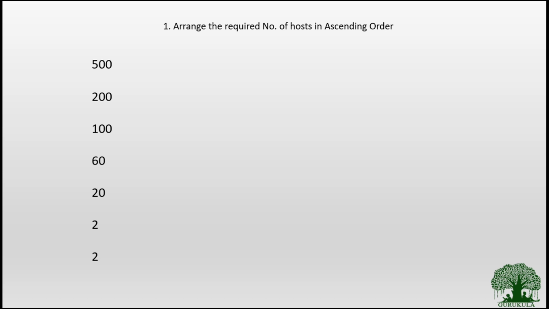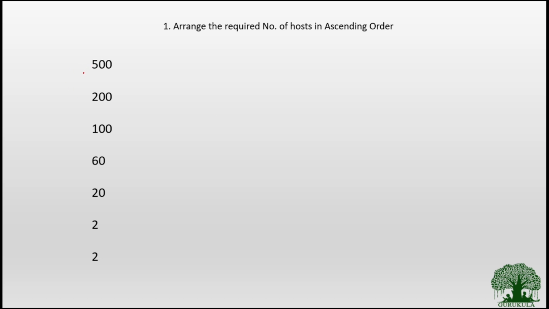Please pay kind attention from this particular slide. Each and every step involved here in variable length subnetting is very important. The first and foremost step that we want to perform is to arrange the required number of hosts in ascending order. Actually, that should be arranged in descending order. I'm sorry for the typo. That has to be arranged in descending order, which means the largest number first, starting from the largest and going on to the smallest.